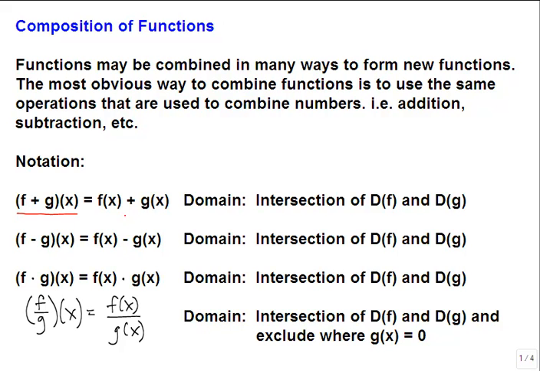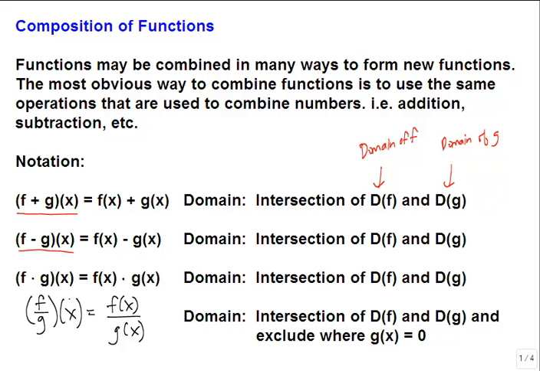Now when we do these new creations, we want to take an interest in their new domains as well. So the domain when you are adding two functions together would be the domain of f, and that's what this d of f means. So we're going to take the domain of f, and we're going to take the domain of g, and we're going to intersect these two domains. So the intersection of the two domains would be the domain of this sum. Likewise, the notation for subtraction would be f minus g of x, and you just subtract f and g, and their domains would just be intersected as well.